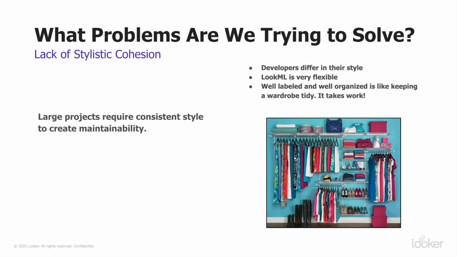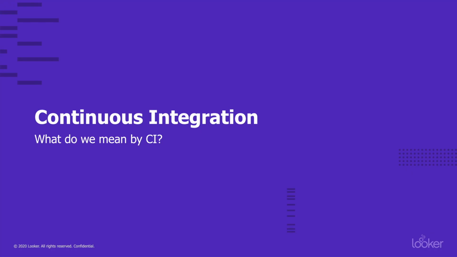And another problem is as we grow our analytics teams and we have more and more code in LookML, it requires a consistent style to create maintainability. So if you look at this closet, just because we have hangers and we have shelves doesn't mean that people are going to adhere to the style guide that you've set up for it. So you need to start to enforce it.